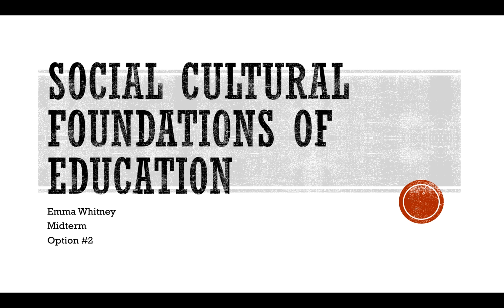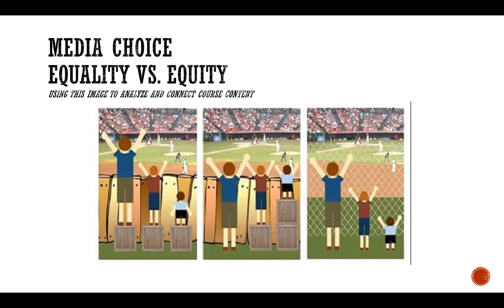I chose option 2, which was to choose a piece of media and tie it back to 4 different resources from class, including our book group. So I'll talk a little bit about the image before I get into my sources, but I chose the equality versus equity image, the baseball image with the wooden fence versus the chain fence and the step stools and all of that.